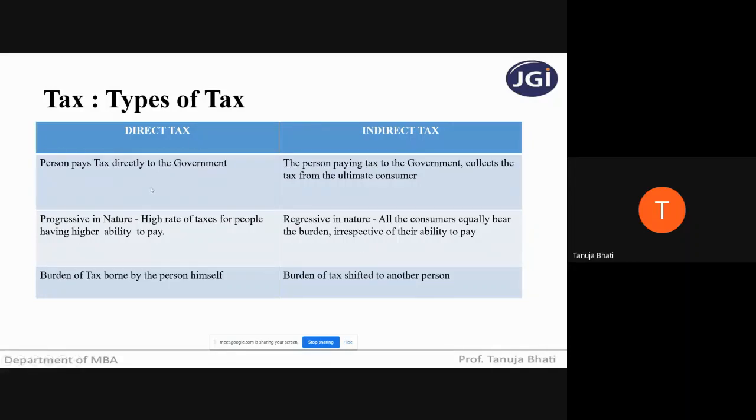Next, direct tax is borne by the person himself. So the person who pays the money to the government himself bears the payment. Whereas in indirect tax, the burden of tax is shifted to another person. In indirect tax, the shopkeeper is supposed to pay the tax to the government, but he shifts the burden to the ultimate consumer. So this is the meaning of tax and the different types of taxes.